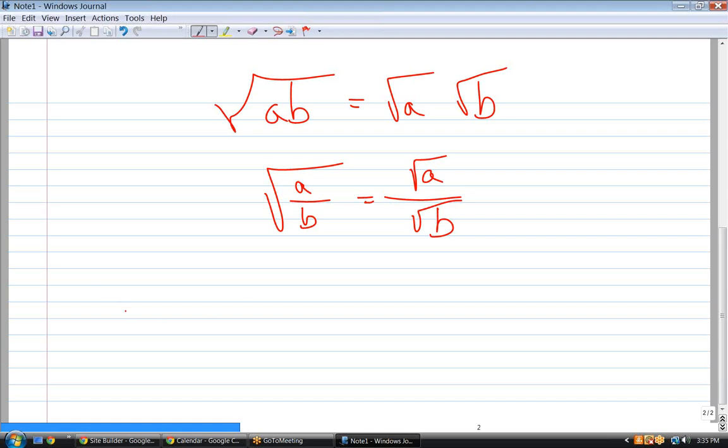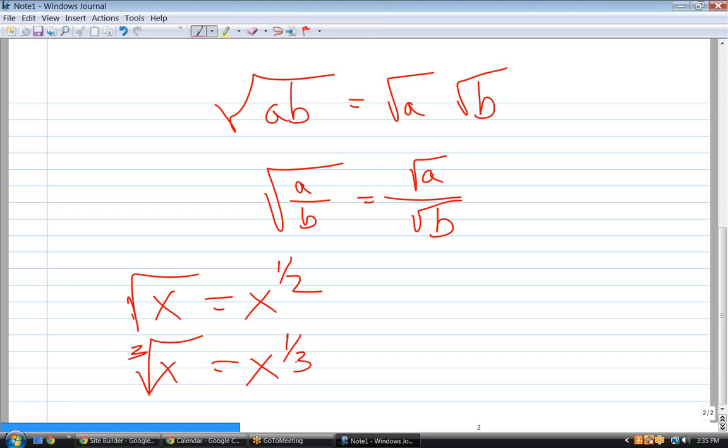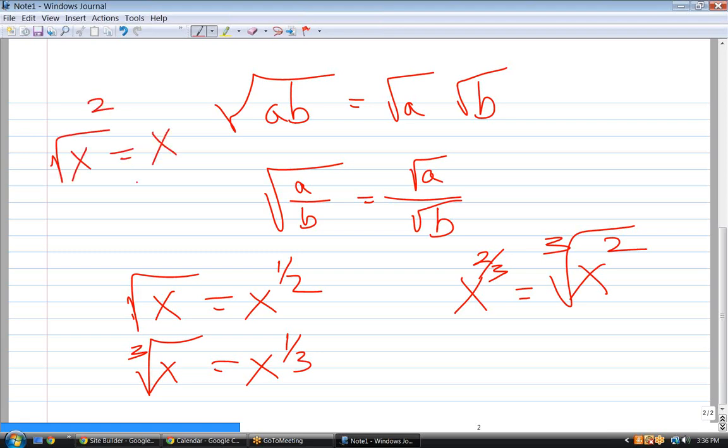Now, it's worth knowing that the square root of x is equal to x to the 1/2, and the cube root of x is equal to x to the 1/3, and x to the 2/3 means the cube root of x squared. Okay. Come here. I can't think of any other radicals. Maybe the square root of x squared equals x.